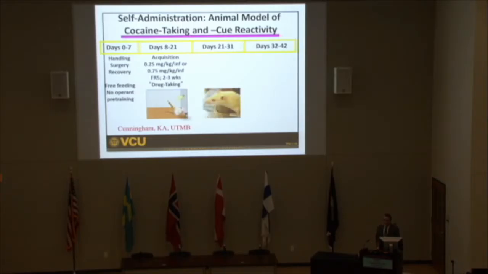They then undergo a period of forced abstinence. After the period of forced abstinence, they are reshown the light, the stimulus, without cocaine, and we measure the amount of responding on that lever press that they have for just the light without the cocaine, and that's the measure of cue reactivity.